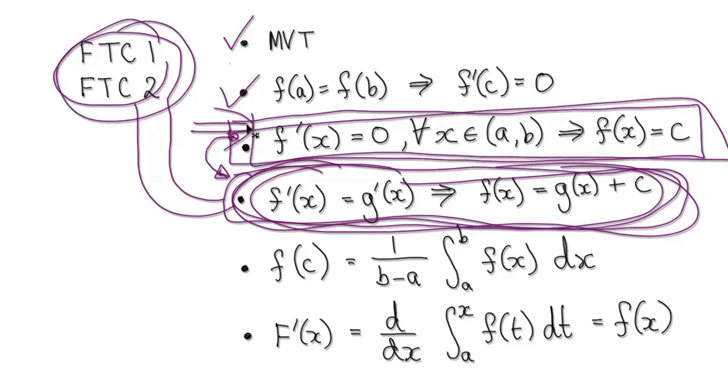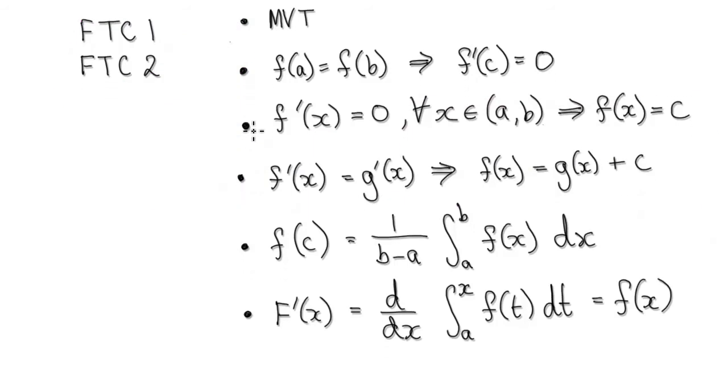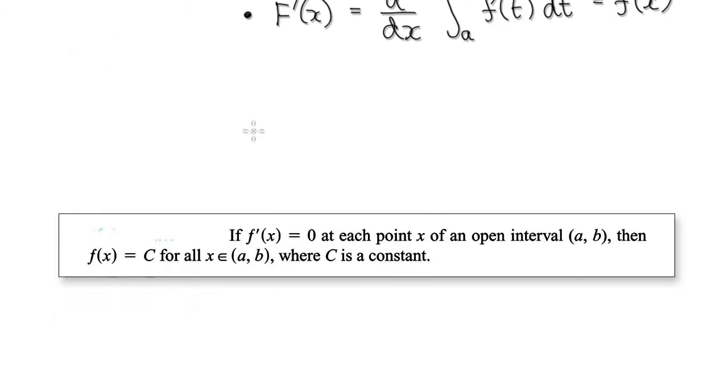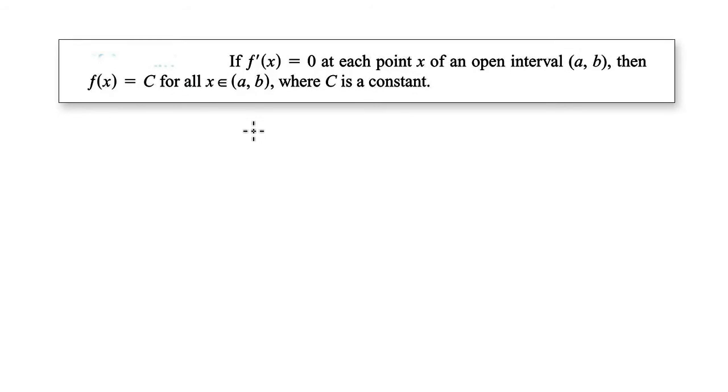So this is the textbook's explanation. Now I'm going to give you my version of the explanation. So if f prime is always equal to 0 in between a and b, then f of x must be a constant.